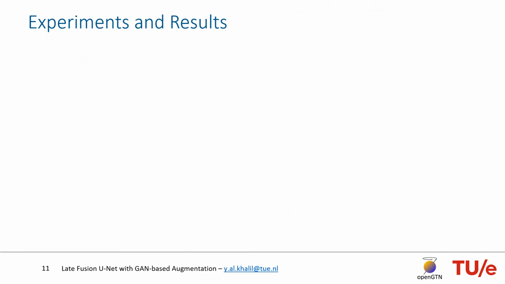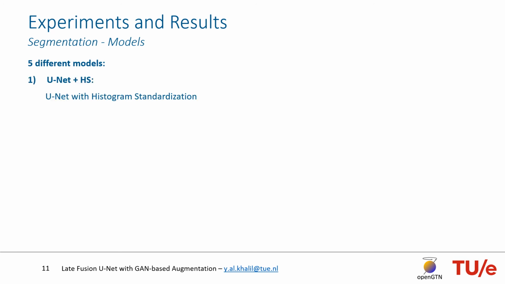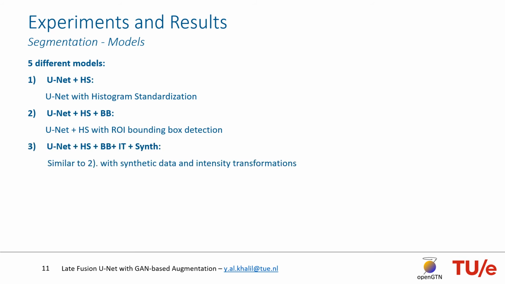We compare the proposed approach to a number of different models containing a different set of pipeline components proposed in this work to evaluate where the most improvement is obtained. Our baseline is a regular unit with histogram standardization, further boosted with the addition of bounding box detection, which already improves the results. We further add intensity transformations and synthetic data to the training, which helps the model in handling examples with unclear boundaries, low tissue contrast, and distinct presence of pathology.